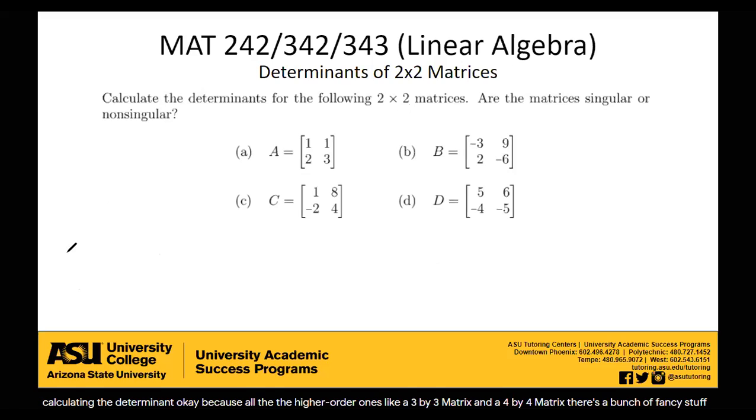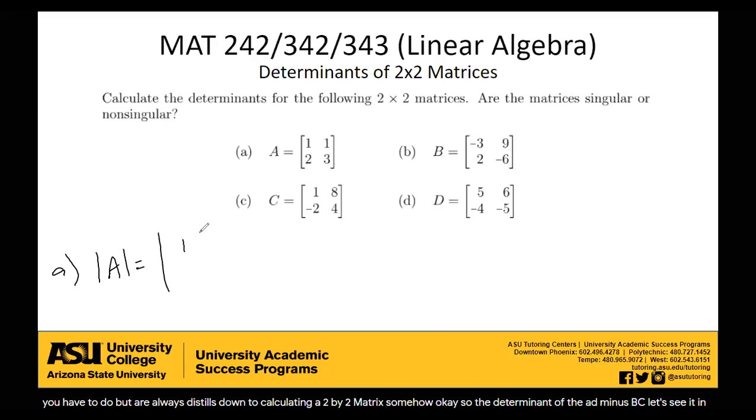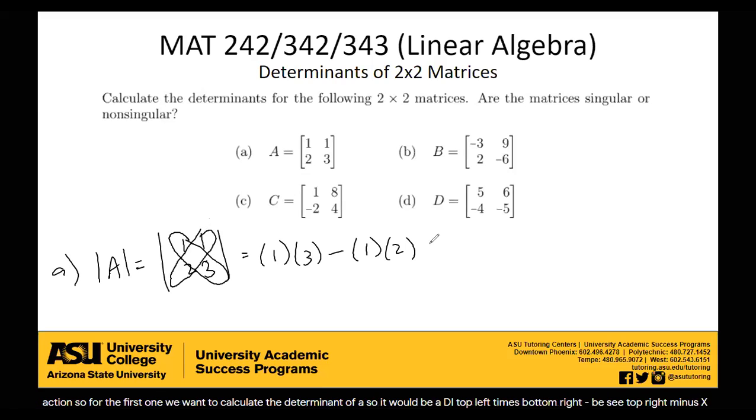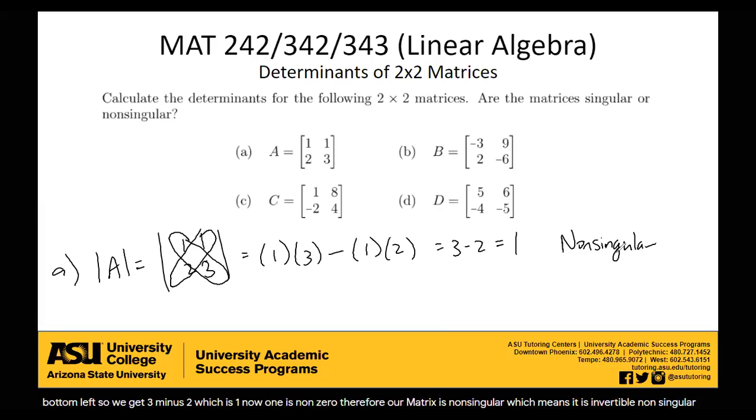Let's see it in action. So for this first one, we want to calculate the determinant of A. So it would be AD, top left times bottom right, minus BC, top right times bottom left. So we get 3 minus 2, which is 1. Now 1 is non-zero, therefore our matrix is non-singular, which means it is invertible. Non-singular means invertible. Singular means non-invertible. It's kind of confusing, I know.